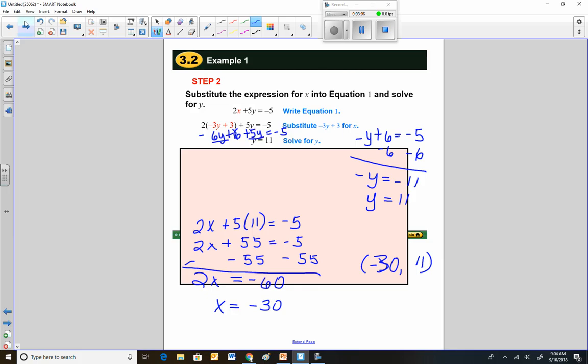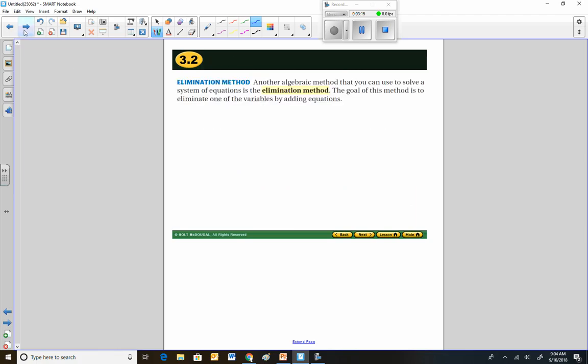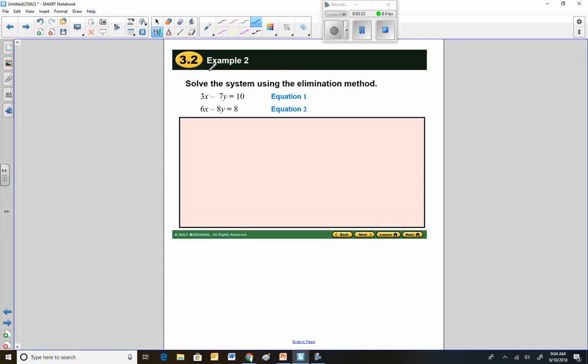Let's go to the next question. The elimination method is used when you don't have a single x or a single y. Here you go, look at these two. You're asked to solve the system using elimination. Notice you do not have a 1x anywhere in here. You don't have a 1y anywhere in here. Therefore, you want to use elimination.